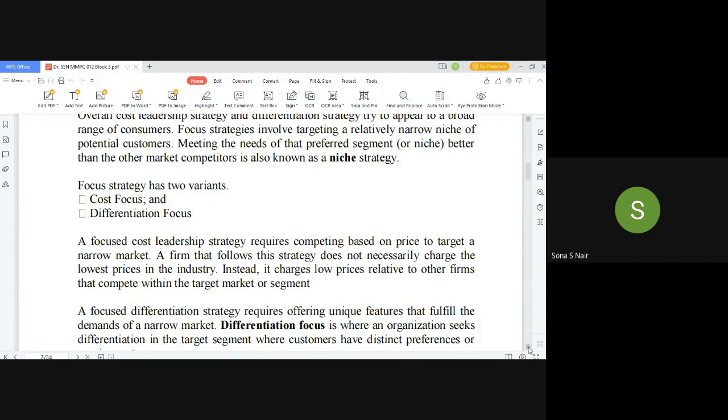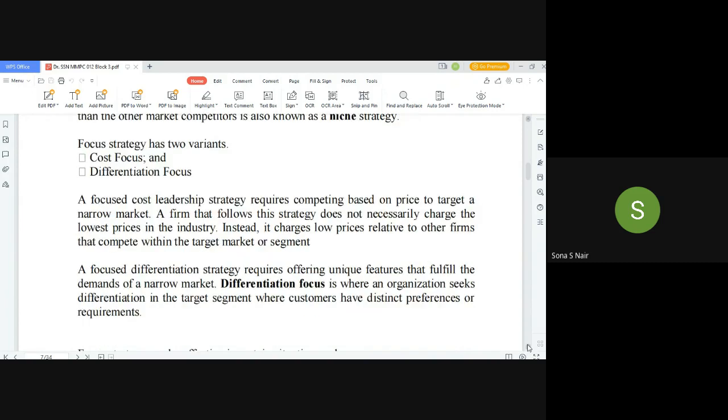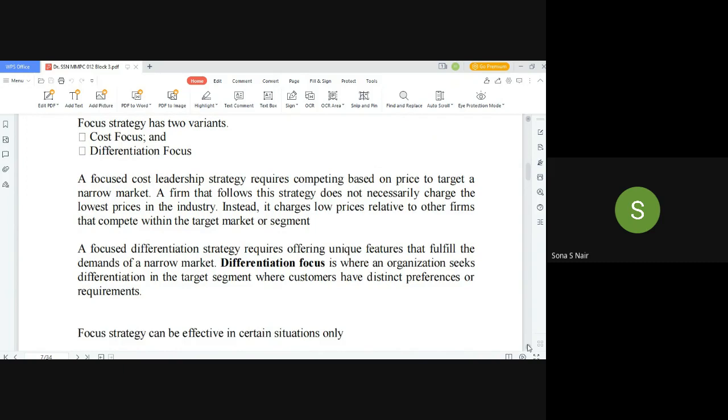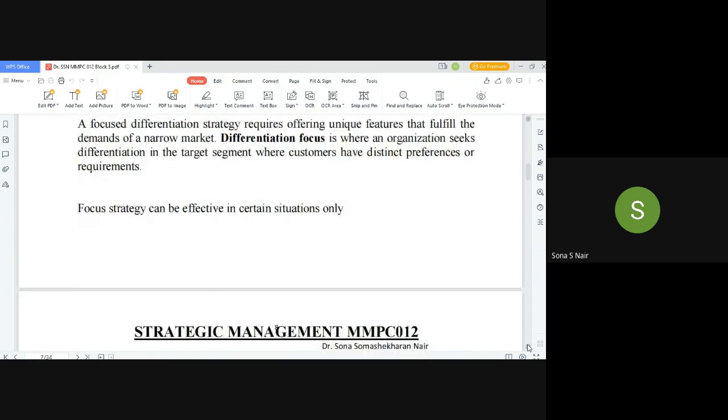So we're talking of a target segment, and the cost focus would mean that in a target segment, this firm is offering the lowest price product in this target segment only. And if we compare it with the other segment, possibly it is a higher price product. Focus differentiation is again similar to the features we discussed with the differentiation strategy. But here we are talking of a proper target segment, not the whole marketplace.